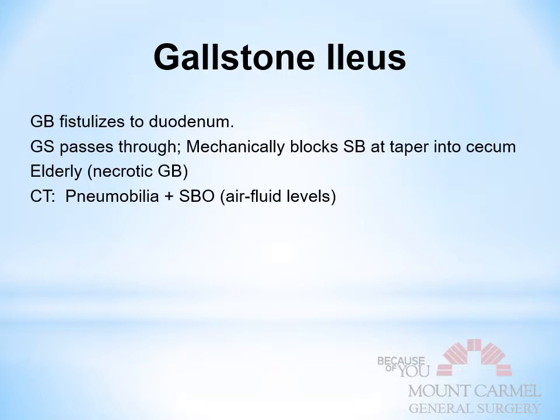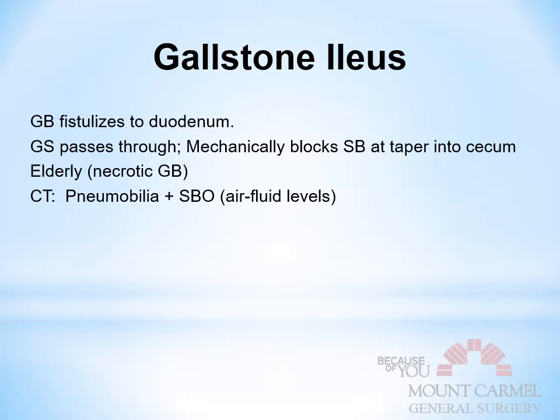Next situation to talk about is gallstone ileus. I think this was my first problem on my first mock orals by Mark Miller. So this is when the gallbladder fistulizes to the duodenum. This is normally from long-term inflammation. It sort of fistulizes right on over.